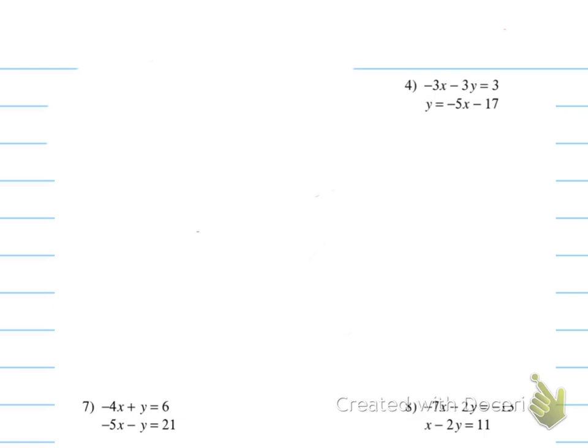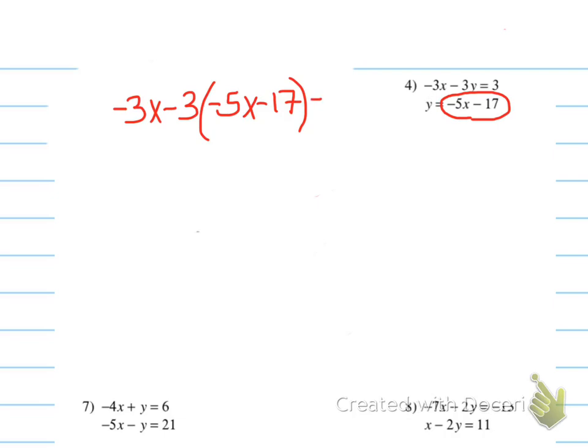But first, I just want to go over one more time the substitution method. So we have y isolated, equal to negative 5x minus 17. So we come over here and we rewrite the other equation, right? Negative 3x minus 3, and I'm swapping in the value of y. It's negative 5x minus 17. And that was equal to 3. We solve and we get, this is a big reveal, spoiler alert, negative 4.